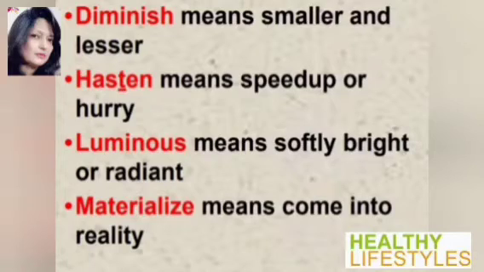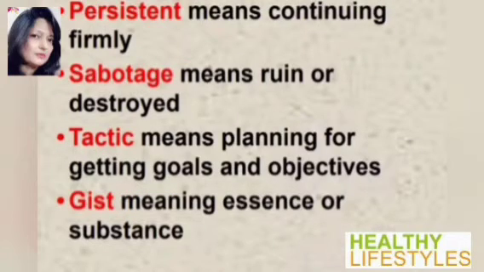Hasten means speed up or hurry. Luminous means softly bright or radiant. Materialize means come into reality. Persistent means continuing firmly. Sabotage means ruin or destroy. Tactic means planning for getting goals and objectives. Gist meaning essence or substance.